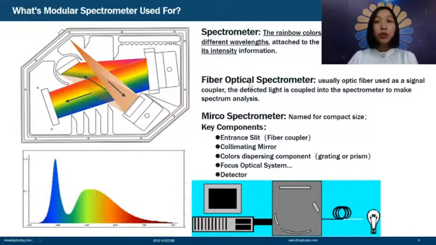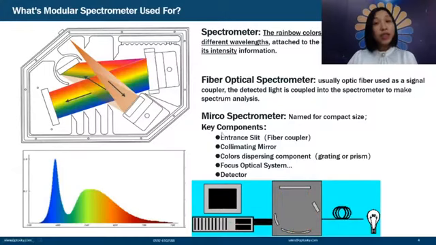And usually we call modular spectrometers fiber optical spectrometers. Why? Because we usually use optical fibers as signal couplers, so the light is coupled into the spectrometer to make the spectrum analysis. So we call it a fiber optical spectrometer. They are also named microspectrometers because of their compact size.